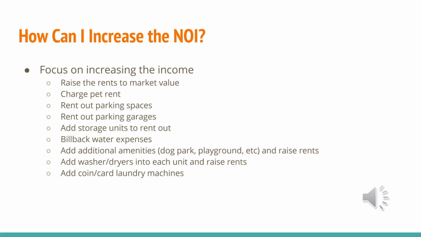Next, you can add a washer and dryer into each unit and charge $50 a month for that washer and dryer unit extra in rent. So imagine you buy a washer and dryer for $600, and if you charge an extra $50 per month, you'll make back your money in a year. And that's not including the forced appreciation of the apartment complex.